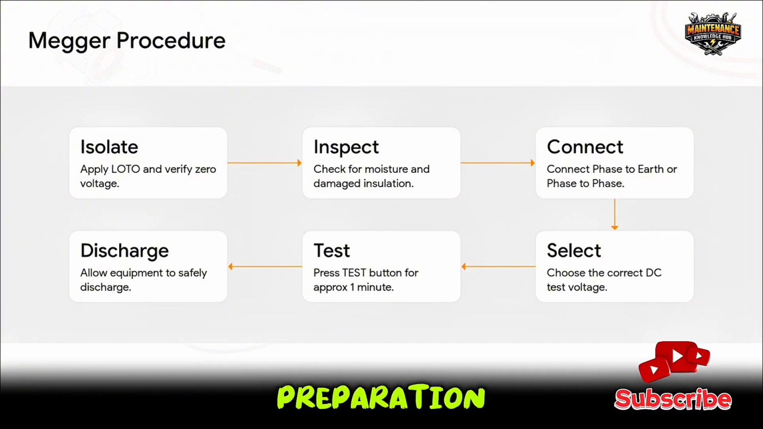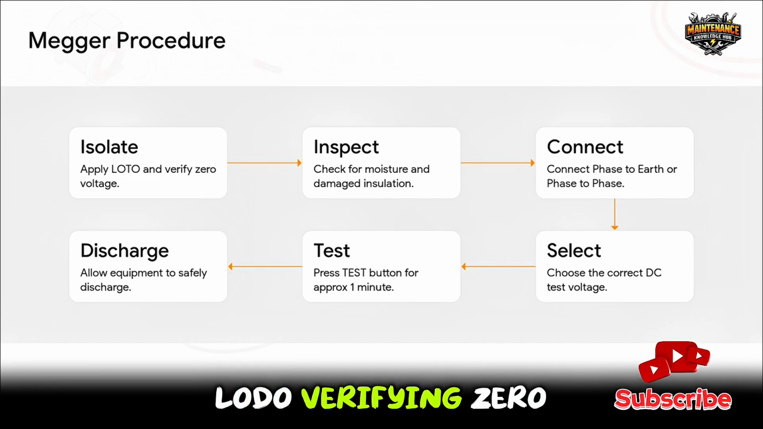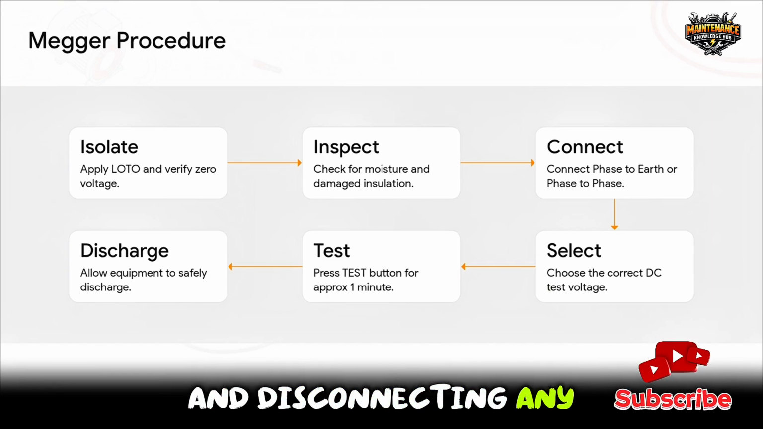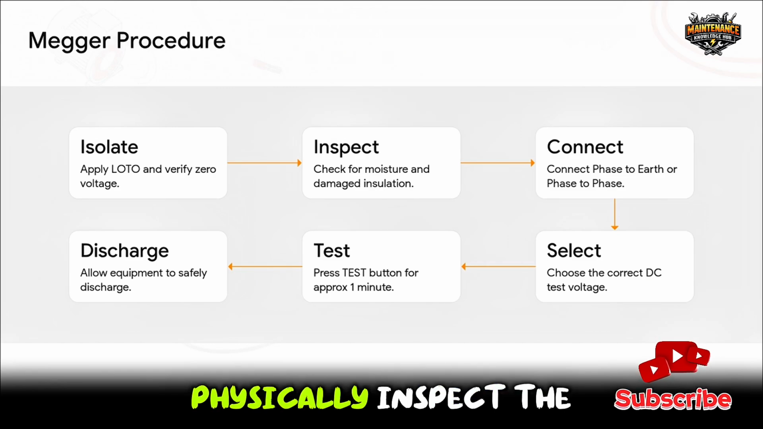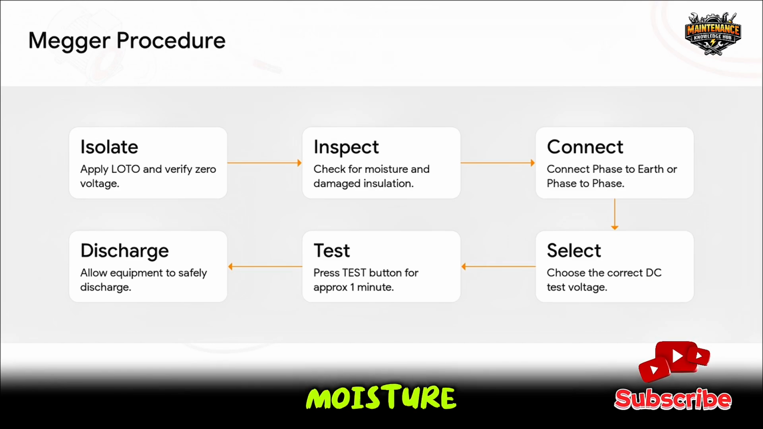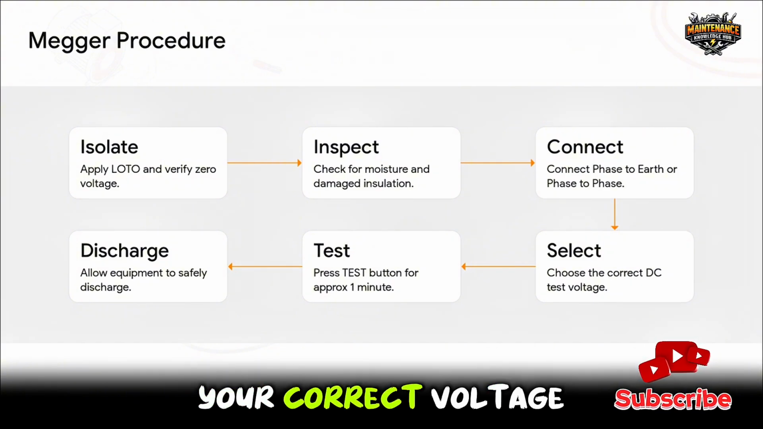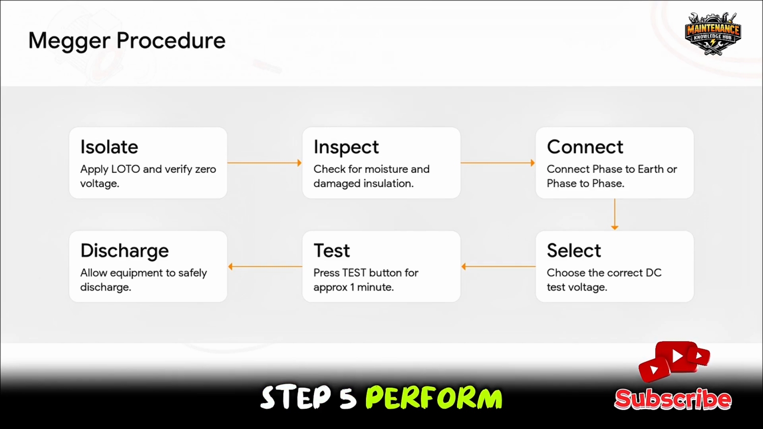Step 1, preparation. This is your lockout, verifying zero voltage, and disconnecting any sensitive electronics or surge protectors. Step 2, physically inspect the equipment for obvious moisture, carbon tracking, or loose terminals. Step 3, connect the Megger. You'll typically do a phase-to-earth test to check insulation to ground, or a phase-to-phase test to check between conductors. Step 4, select your correct voltage. Step 5, perform the test.